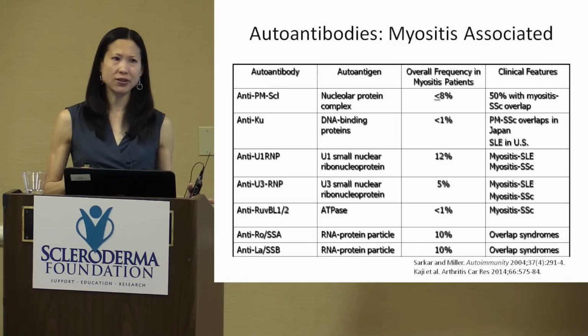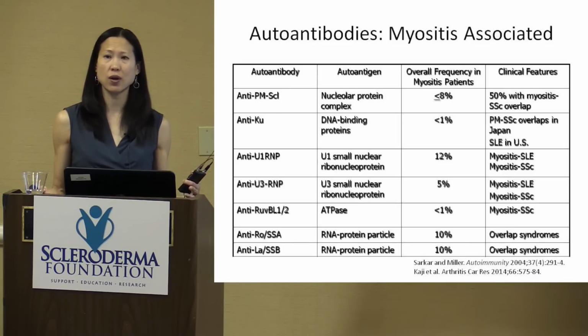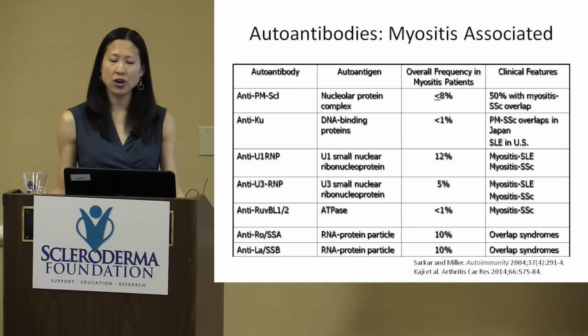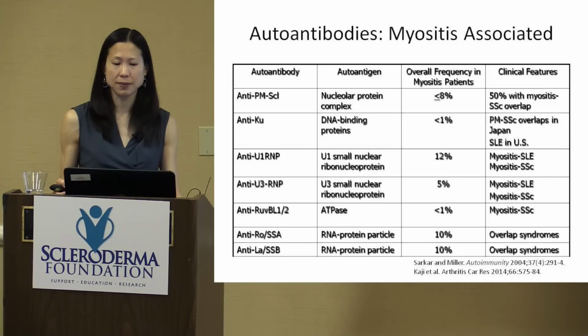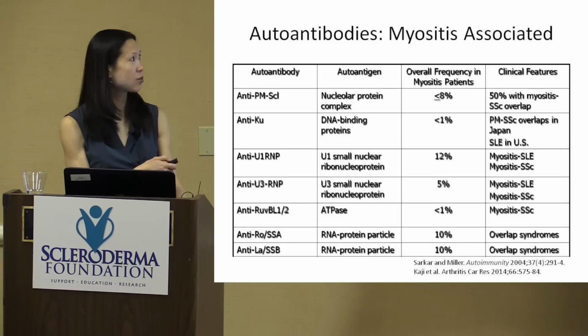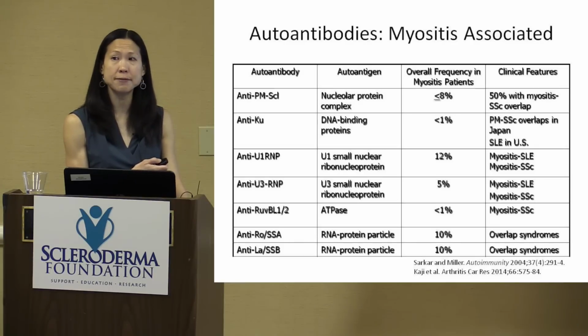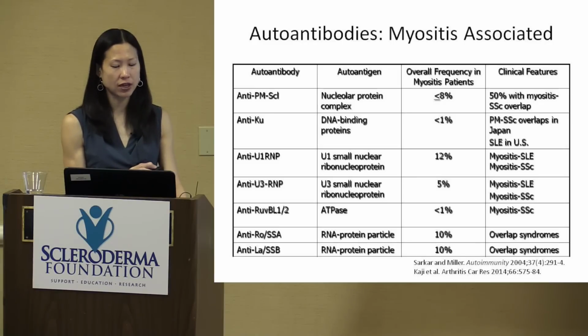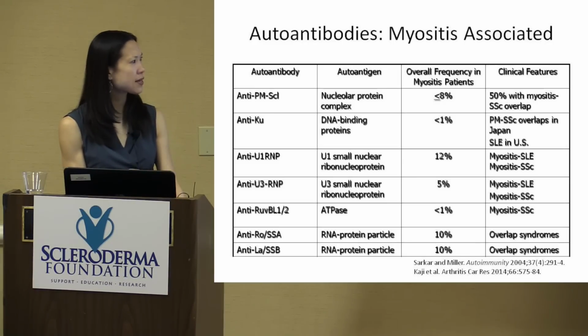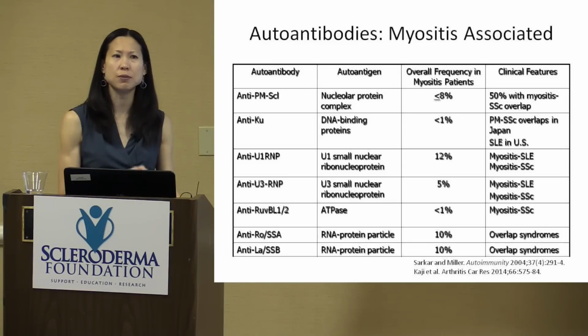So as I mentioned in my prior lecture, autoantibodies are really helpful in determining what patients are at risk for developing in terms of internal organ involvement. Listed here are several autoantibodies that are associated with developing myositis in all the connective tissue diseases, not just scleroderma. So I'll talk about the ones that are clinically available, which include the PMSCL antibody, the anti-Ku, anti-U1RNP, and anti-U3RNP. And the anti-RuvBL1/2 is a more novel autoantibody that really isn't clinically available. The Ro and La antibodies, I think, are not really specifically associated with myositis, but basically can be seen in any of the connective tissue diseases.